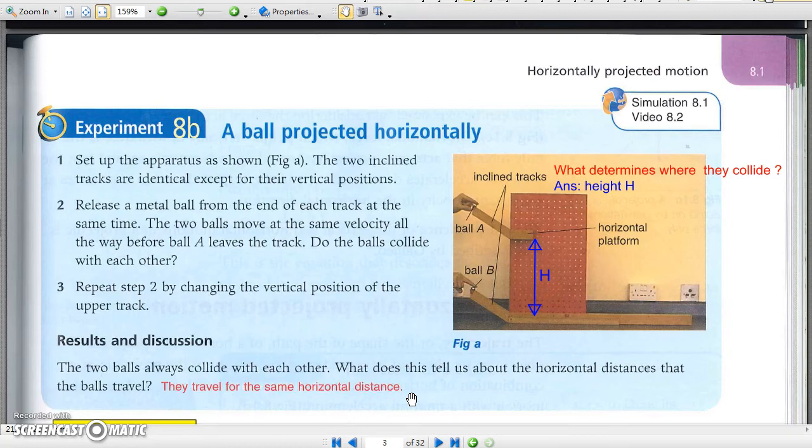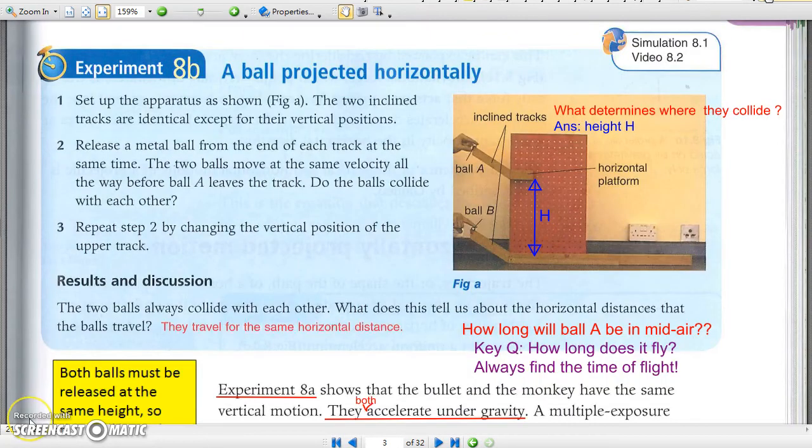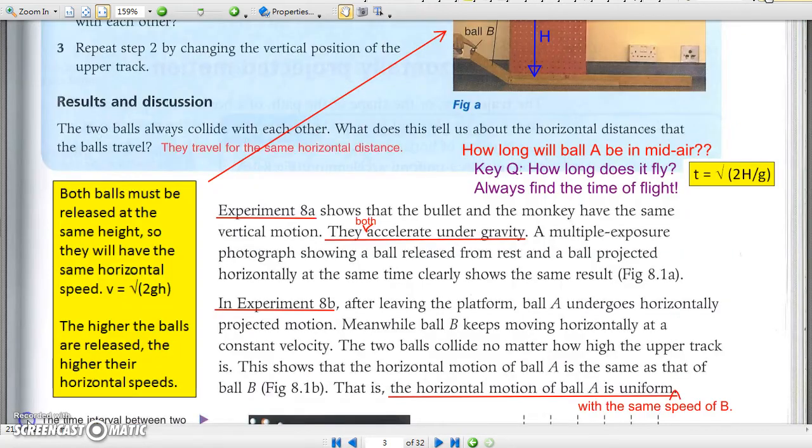Where? It is determined by the height h, because height h will tell you how long ball A will be in mid-air. How long will ball A be in mid-air? In other words, how long does it fly? Let's find the time of flight. It should be. See if you know how to find it.